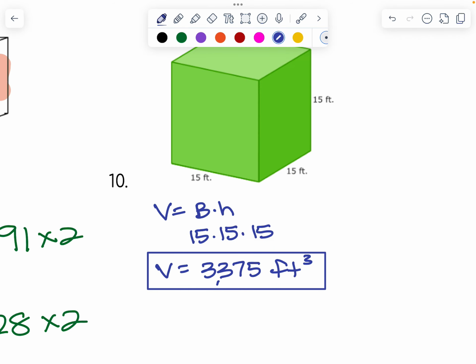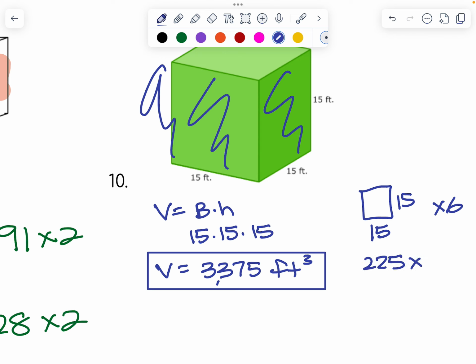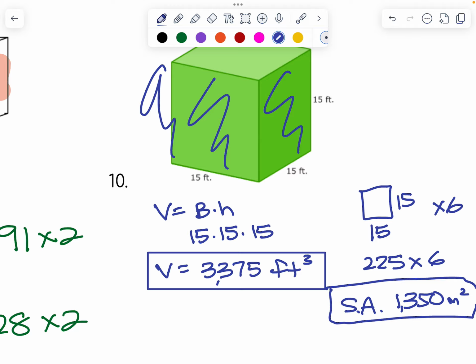Now, the next one, we're going to have 6 sides that are all the same. They're all going to be 15 by 15s. And there's 6 of them, right? Front, back, side to side. You can do that. All right, 15 times 15 is 225, and you have 6 of them. For a total surface area of 1,350 meters squared. Area is squared, don't forget.